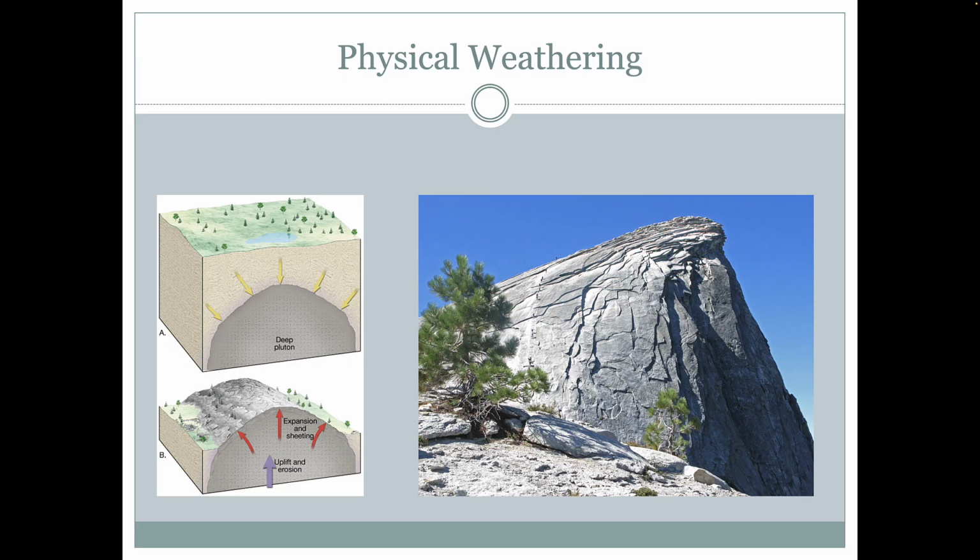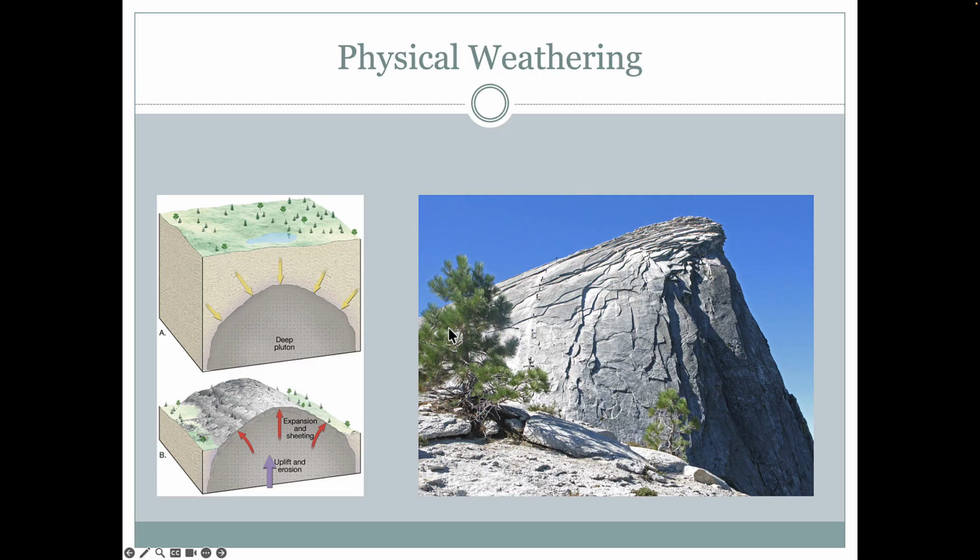Another way that rocks can physically weather is by changes in pressure. So remember when we talked about plutons, we could have a deep igneous intrusive rock that we would call a pluton. And as that rock is forming, as it's going from a liquid magma to a pluton, it has all the weight of the rocks on top of it to contend with. It's actually being compressed, or being put under pressure, because of the weight of all of the rocks on top of it.